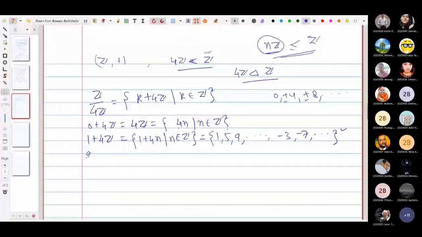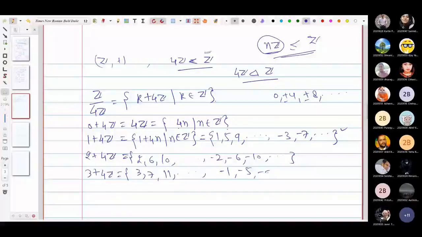So in the case of 2 plus 4z, you will get 2, 6, and 10, and so on, and then also minus 2, minus 6, minus 10, and so on. Similarly, for 3 plus 4z, we have 3, 7, then 11, and minus 1, minus 5, minus 9, like this. These are the elements. And further, if you add 4 plus 4z, what are you going to get?